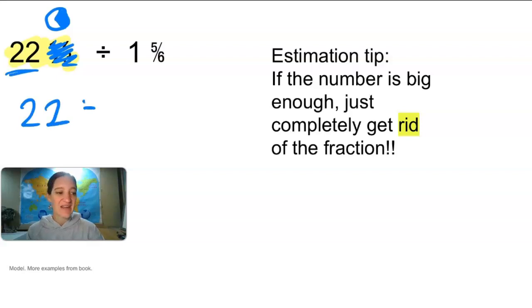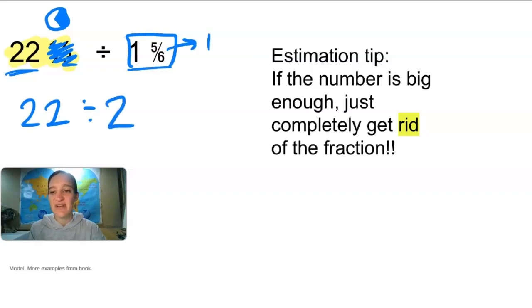Now with smaller numbers like this, when you only have 1 plus another 5/6, that does make quite a big difference. So you'll want to keep the fraction here, but 5/6 is close to 1, isn't it? So we can go 22 divided by 2 is 11. Okay, that was easy enough.